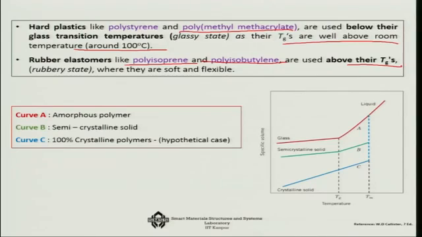So here is like a liquid, you are quickly cooling, supercooled, you are getting a glassy stage. You are cooling a little bit slowly, you are going to get a semi-crystalline solid. And if you are cooling it really very slowly, then you are going to go to the crystalline solid stage. So the curve A is for the amorphous polymer, curve B is for those polymers which are semi-crystalline, curve C is for those which are hypothetical, but very crystalline.